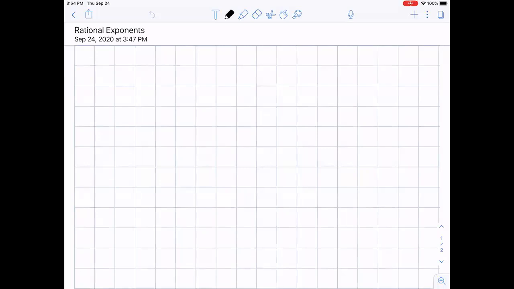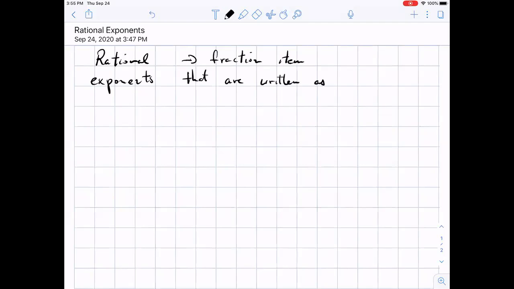We'll look at the rational exponents. As you recall, when we talk about rational, we're looking at some sort of a fractional item. Earlier we did rational expressions, and we saw these are any item written as A over B. Today we're looking specifically at exponents that are written as fractions. Now, when we did our review for the course, we did talk about some sort of fractional exponents.